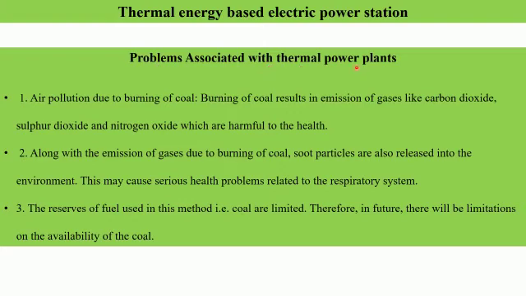Problems associated with thermal power plants: air pollution due to burning of coal. Burning of coal results in emission of gases like carbon dioxide, sulfur dioxide, and nitrogen oxide, which are harmful to the health. So this is a major problem that is associated with thermal power plants, because burning of coal results in production of various gases which are extremely dangerous for human health. And these gases are given out of the chimneys 24/7. So they cause a lot of pollution of the environment, as well as they can cause health hazards.